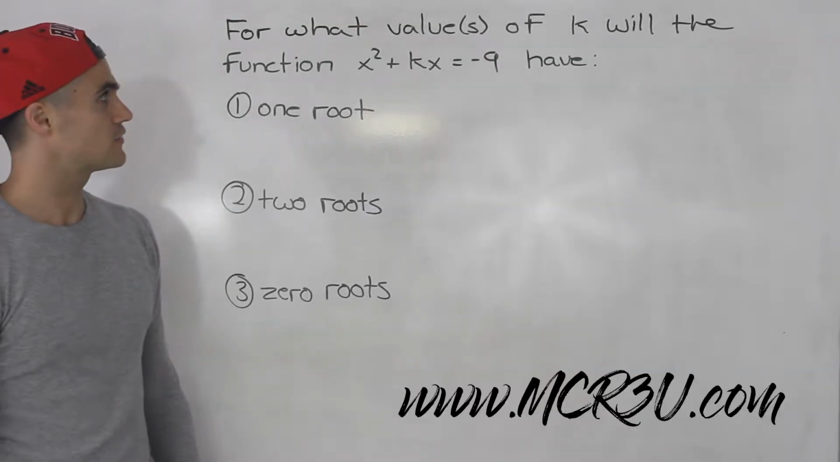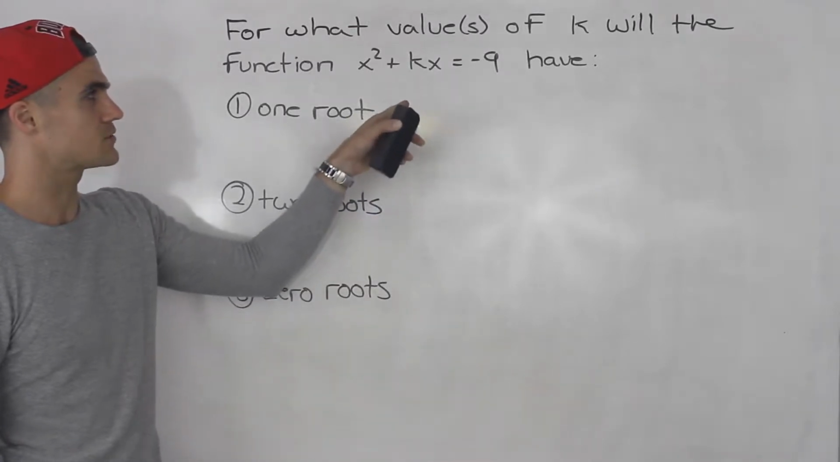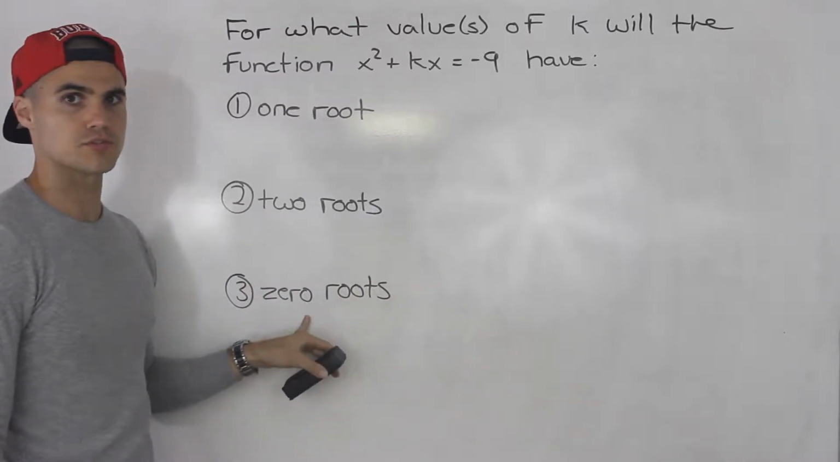In this question, we have to figure out what values of k will the function x squared plus kx equals -9 have 1 root, 2 roots, 0 roots.